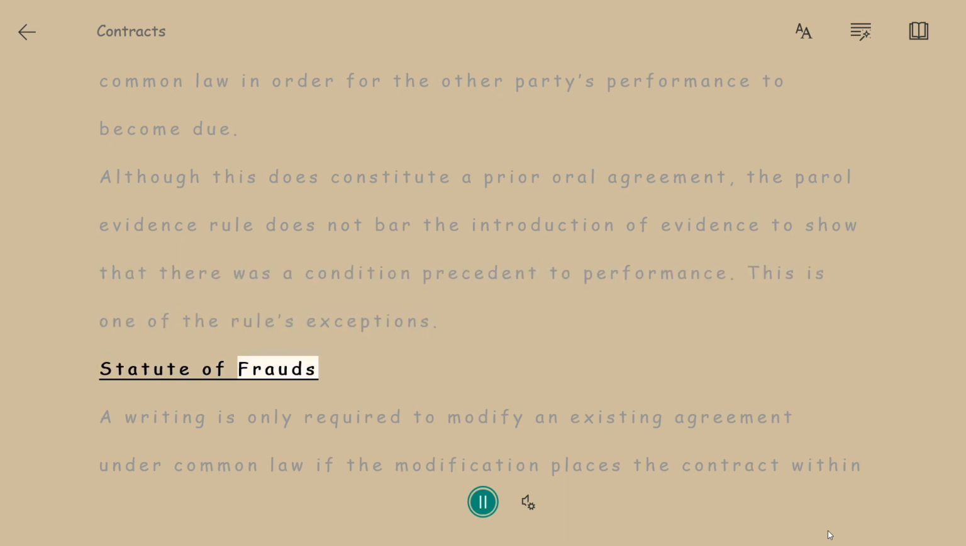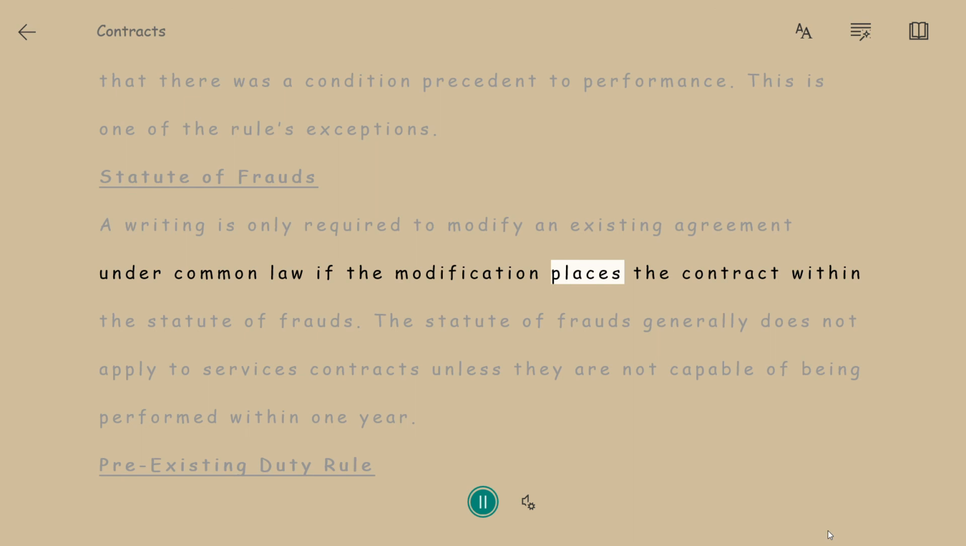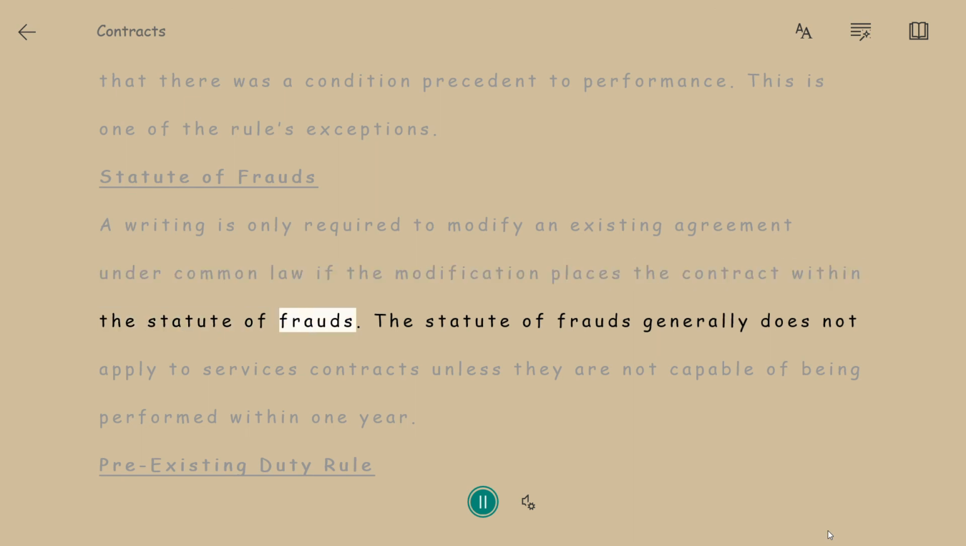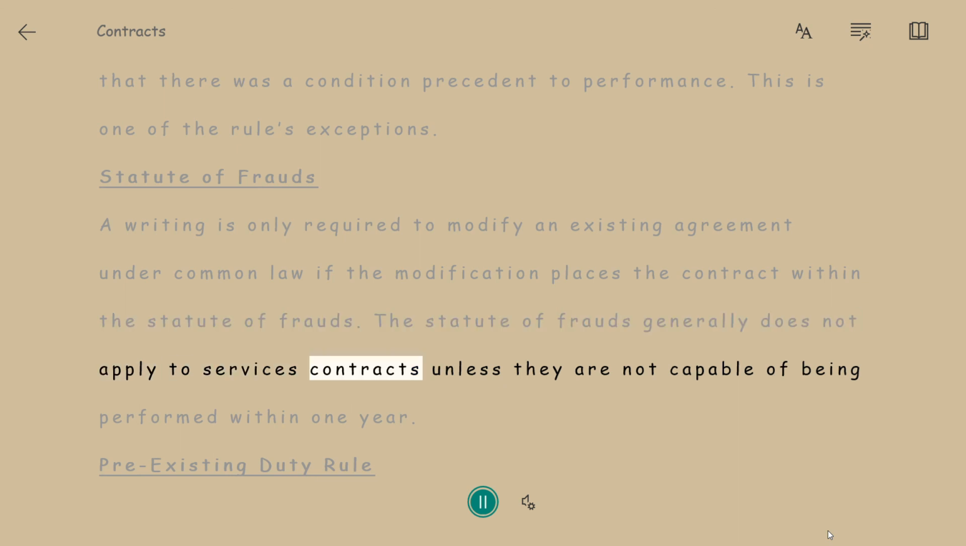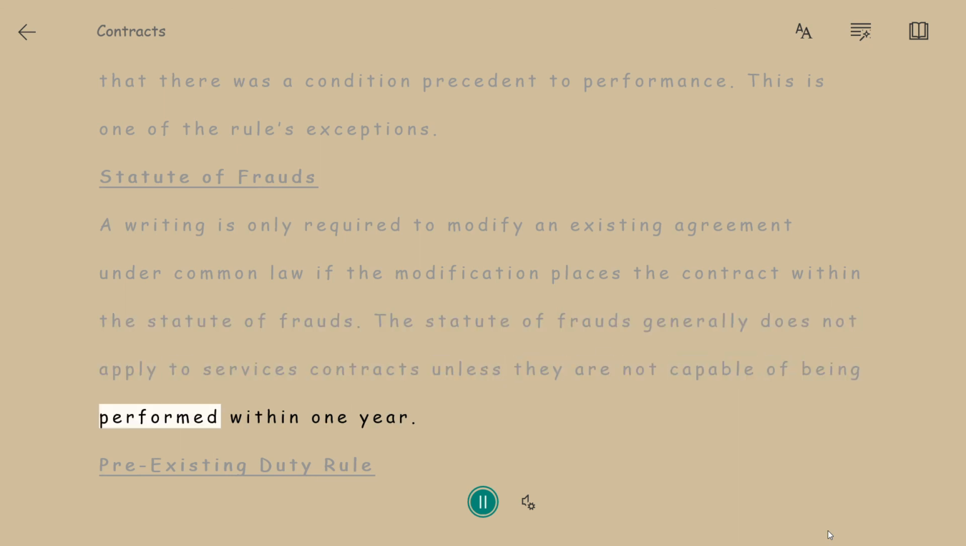Statute of frauds. A writing is only required to modify an existing agreement under common law if the modification places the contract within the statute of frauds. The statute of frauds generally does not apply to services contracts unless they are not capable of being performed within 1 year.